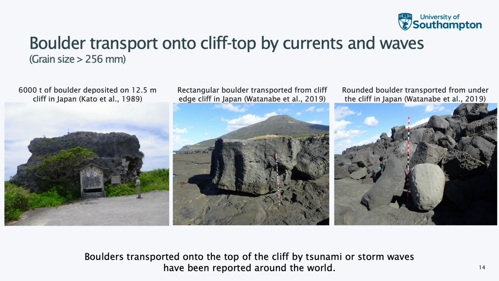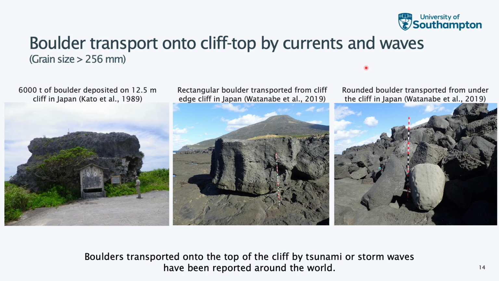Sometimes a boulder is transported onto the top of a cliff by extreme current and waves. For example, this is 6,000 tons of boulders deposited on a 12.5 meter cliff in Japan. It has been considered that this boulder was transported onto the top of the cliff by a paleo tsunami. And this picture shows a rectangular boulder and rounded boulders deposited on a 5 meter cliff at Hachijo Island in Japan.